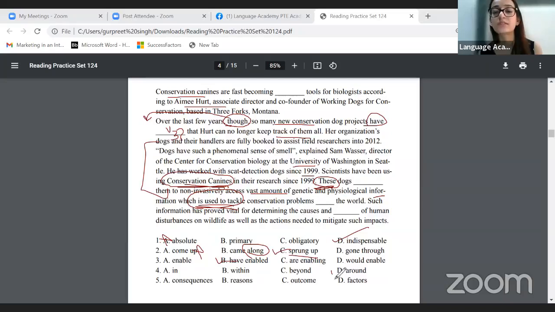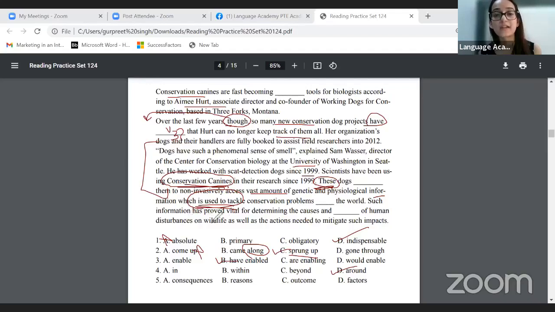So "around the world" is a general collocation when we want to say generally every part of the world, not talking about any one particular country or any one particular state or city. When you want to say everywhere in the world, then we use the collocation around the world.